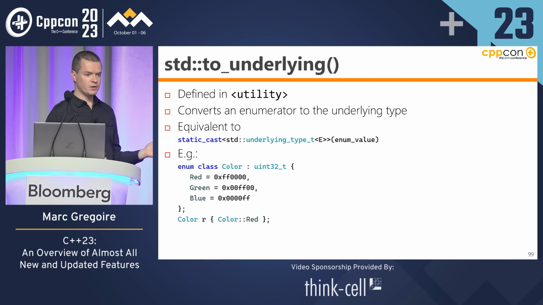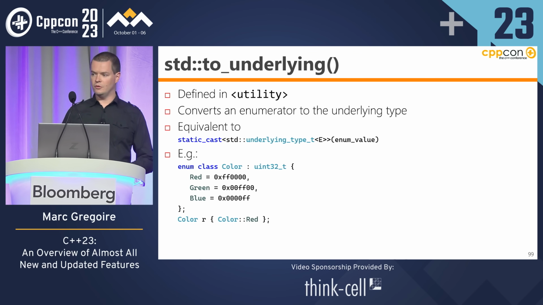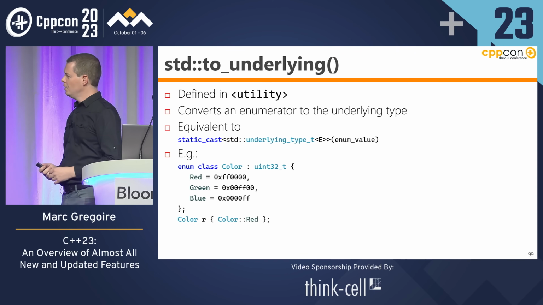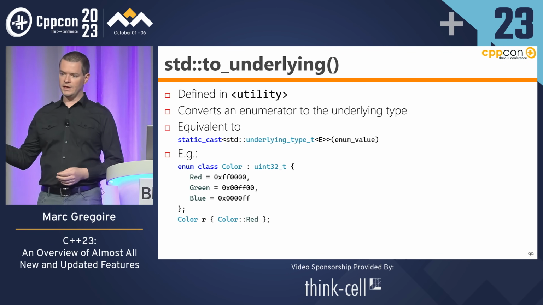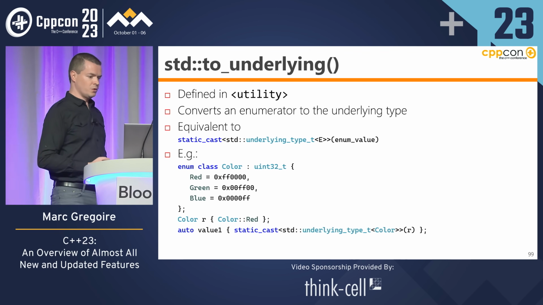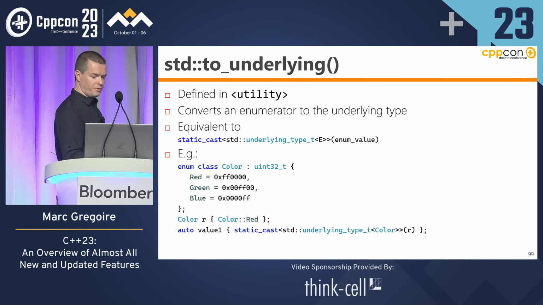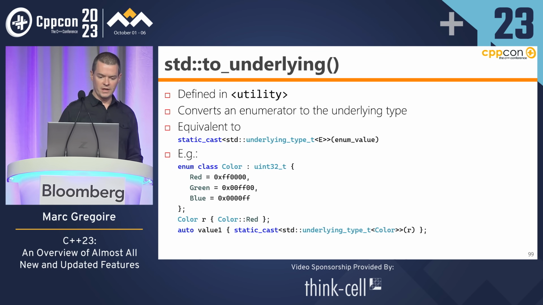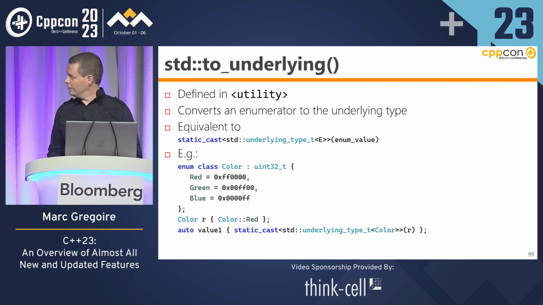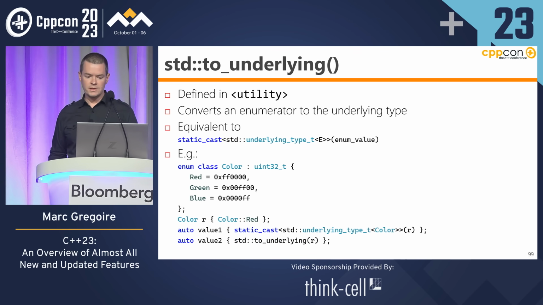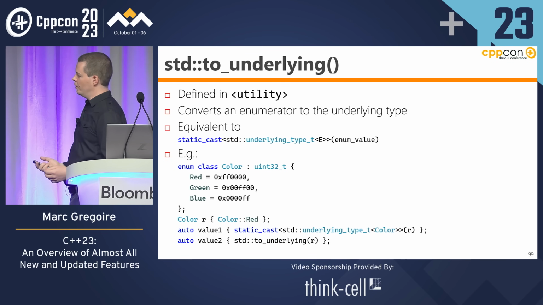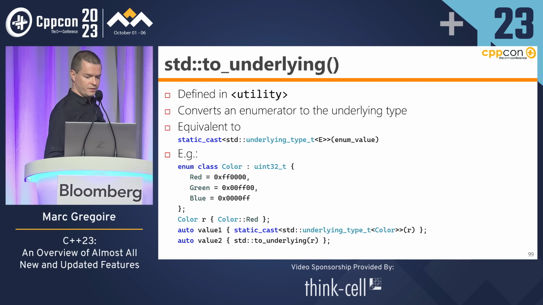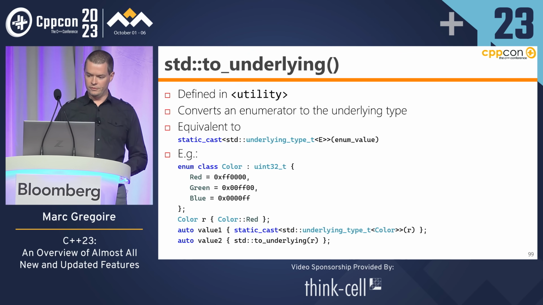Here I have an enum class Color with the underlying type a 32-bit unsigned integer. And I have 3 colors, red, green, blue. And then I define a color r, initialized with the color red. When I want the actual 32-bit value of my color r, in the past you used this static_cast to the underlying type. Now you can simply write std::to_underlying(r), and you will get the 32-bit unsigned integer of the color red out of it.